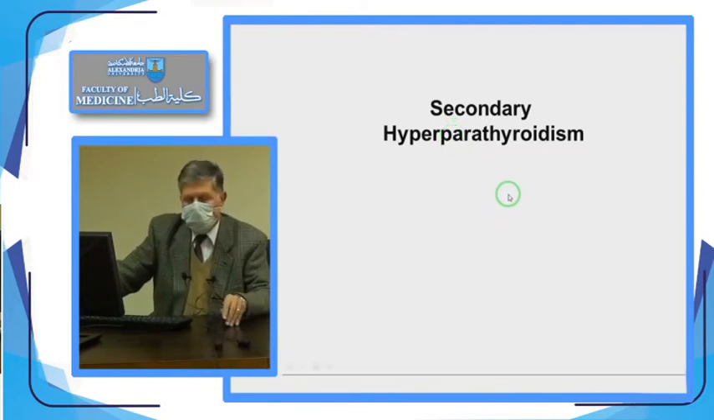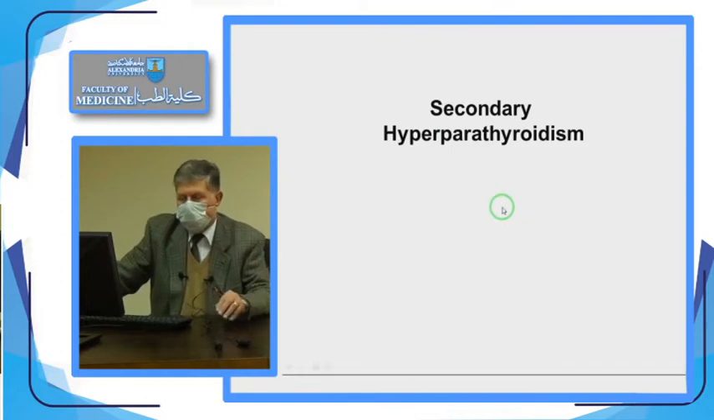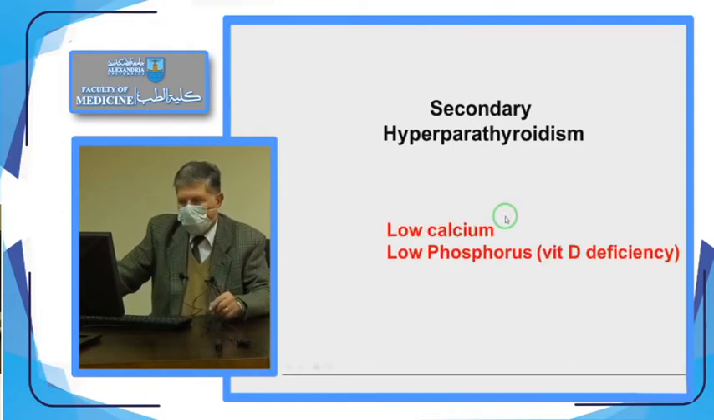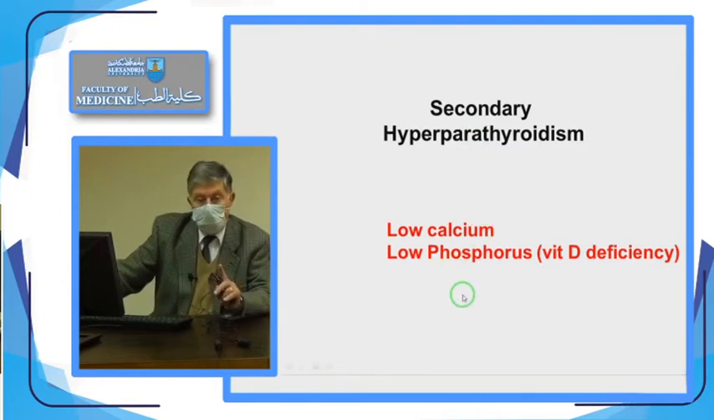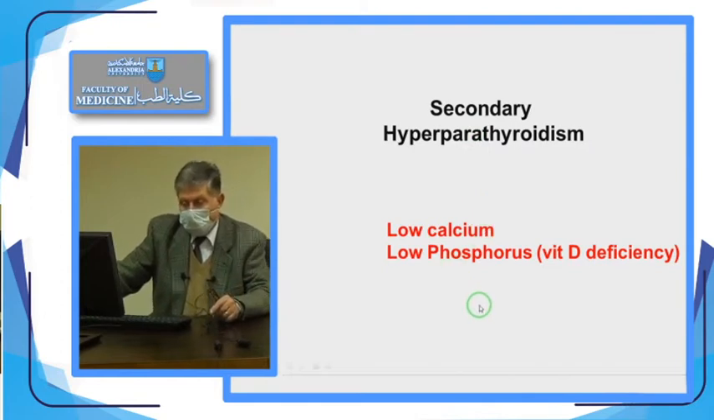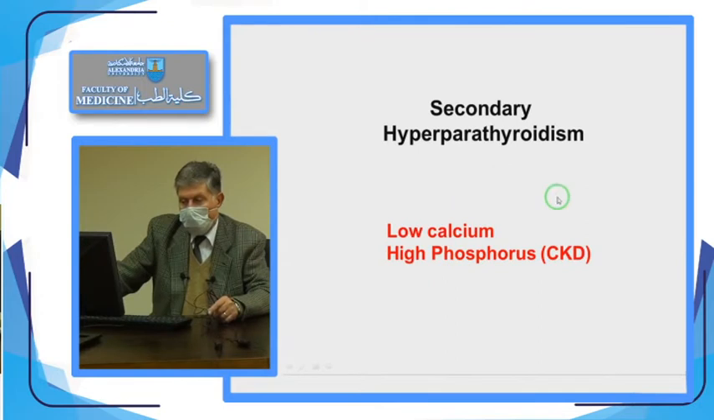And if the calcium is low, as I told you earlier, the PTH should increase. And you can get low calcium due to vitamin D deficiency, and in these cases the PTH will be high, calcium is low, and the phosphorus is low, remember. Sometimes you get low calcium due to chronic kidney disease.